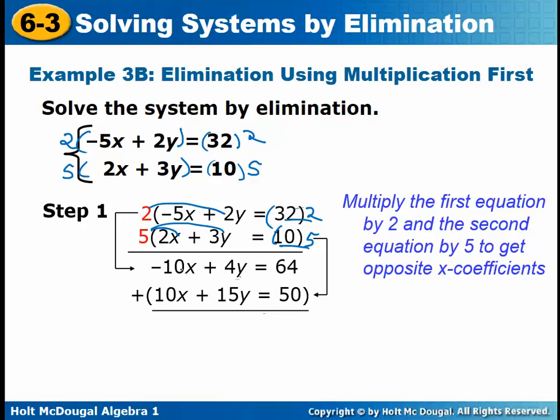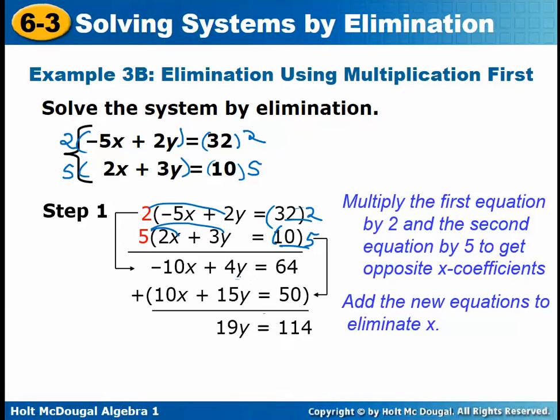All I need to do is add them together, and the x term will cancel because I have -10x plus 10x. So 4y plus 15y is 19y, 64 plus 50 is 114. I'll use my calculator to divide and find that that is y equals 6.